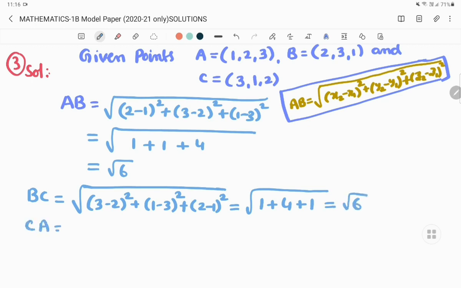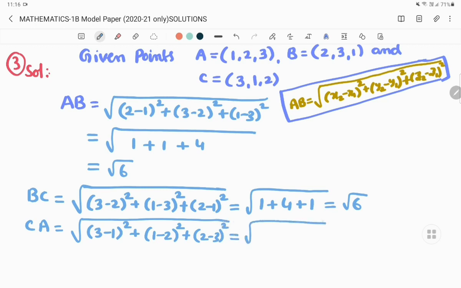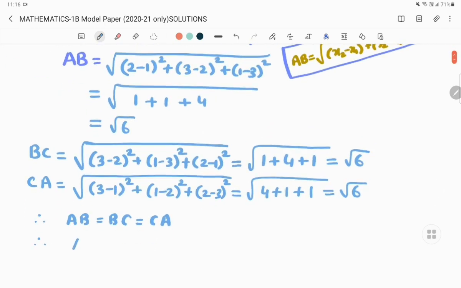Next CA, distance between C point and A point: 3 minus 1 whole square plus 1 minus 2 whole square plus 2 minus 3 whole square. So root of 4 plus 1 plus 2 minus 3 whole square is 1. So root 6. Therefore, conclusion step, AB is equal to BC is equal to CA. Therefore, triangle ABC is an equilateral triangle.